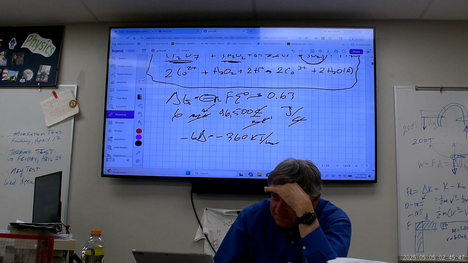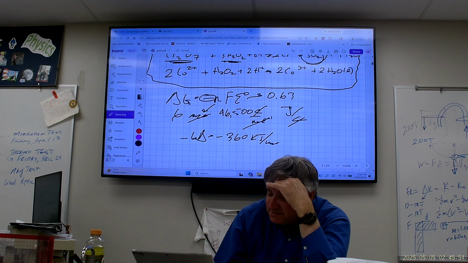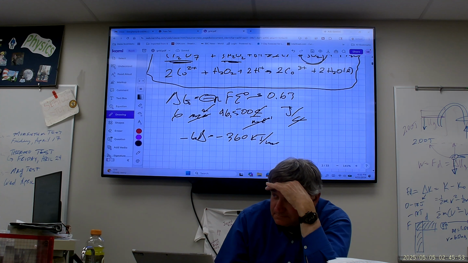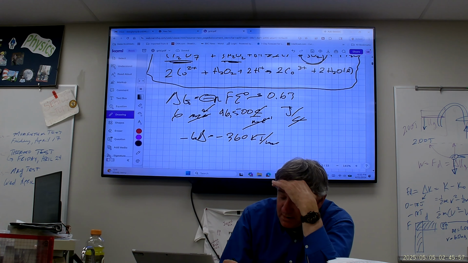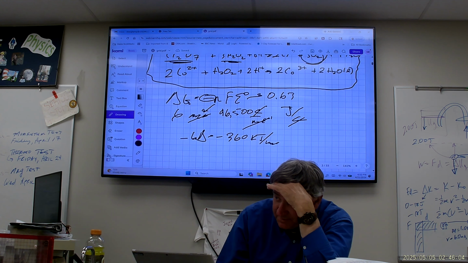Did you get it? Say the answer one more time. Negative 360 kilojoules per mole. Can you explain why the moles is 6? If you look at the balanced equations, the two half reactions, that's how many electrons. The number of electrons lost has to equal the number of electrons gained. So the moles is based off whatever we multiply by, like 2 and 3, to make sure the electrons balance.